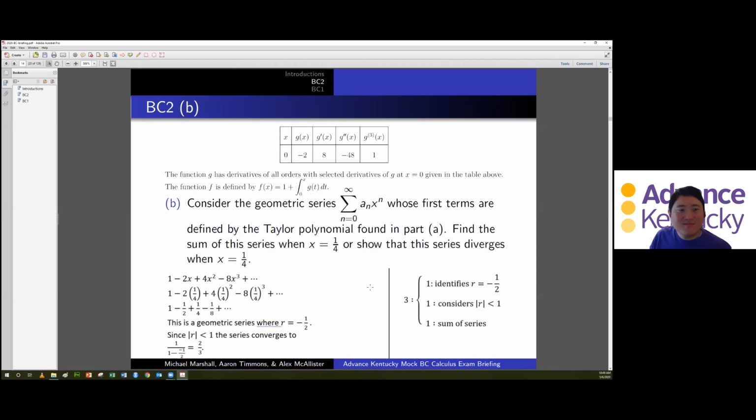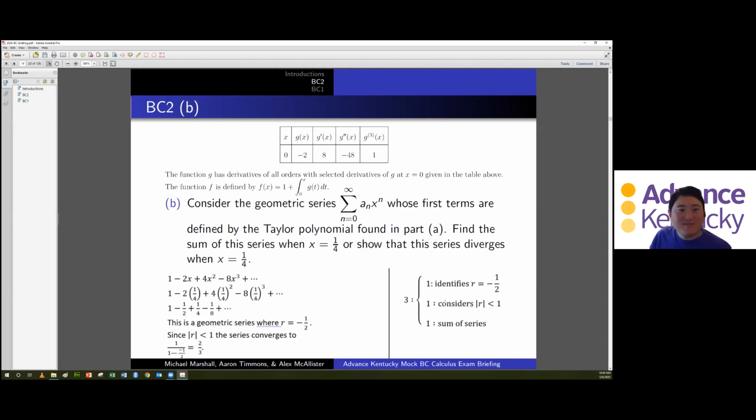And so on the left-hand side there, we're thinking about this now as a geometric series. We substituted the 1/4 and done some arithmetic. And the hope is the student will recognize that the r in this case is -1/2. And conclude that, since the absolute value of that r is less than 1, the series converges, and use our summation formula, first term over 1 minus r, in this case 1 over 1 minus the -1/2, and conclude 2/3.